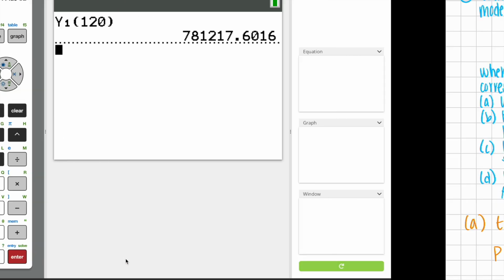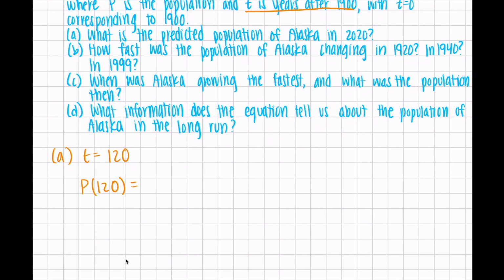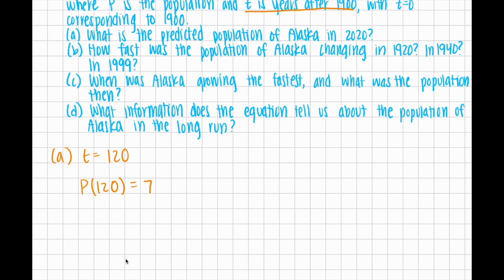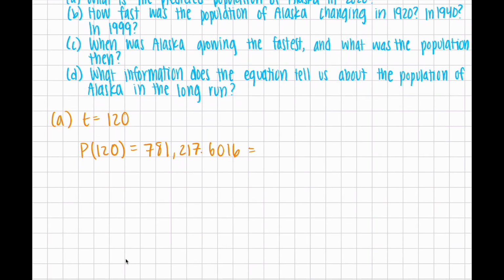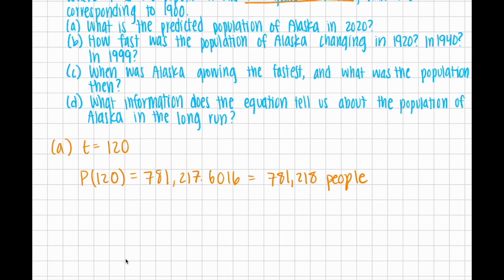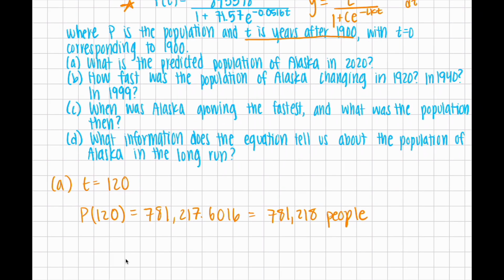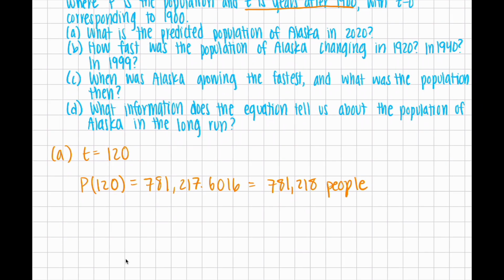So on my page, I'm going to round. Let's write it out first. It's 781,217.6016. And they're asking what is the population going to be? So I'm going to round to the nearest whole number. So we get 781,218 people.